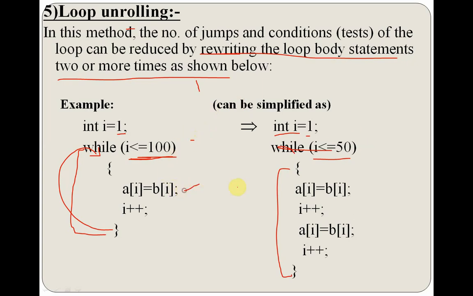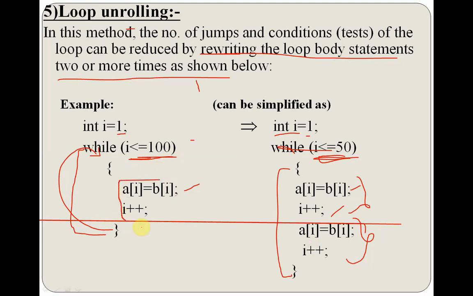This one is available here. One time executed, I plus plus, one time executed. This body is executed one time. I am repeating the same body again. So a of I equal to b of I plus plus means, with one condition statement, I am going to execute the earlier while loop body two times here, so that we can minimize the number of conditional statements and also jump statements. It is called loop unrolling.